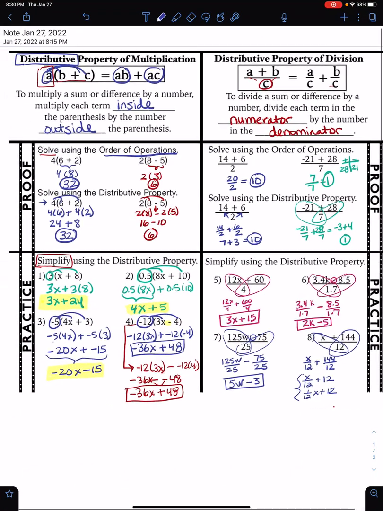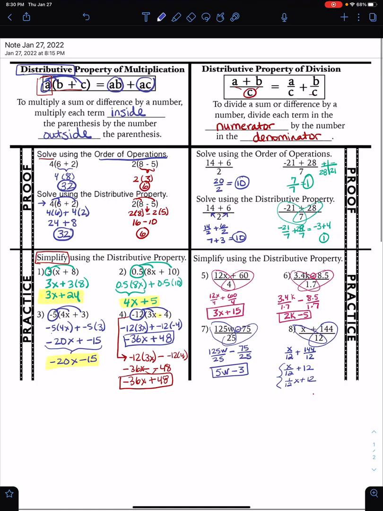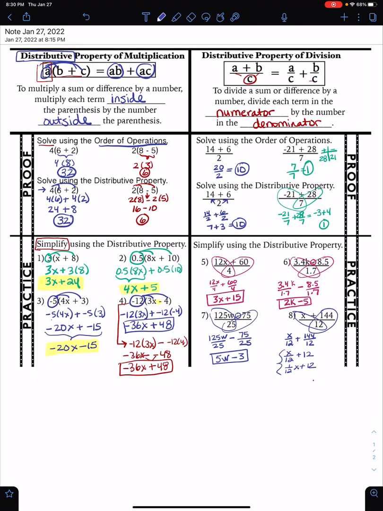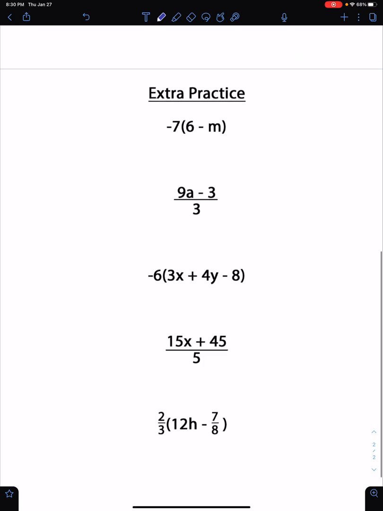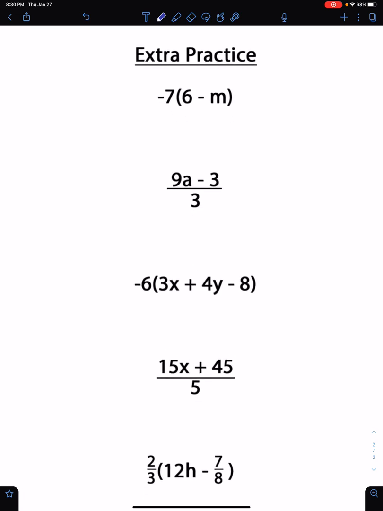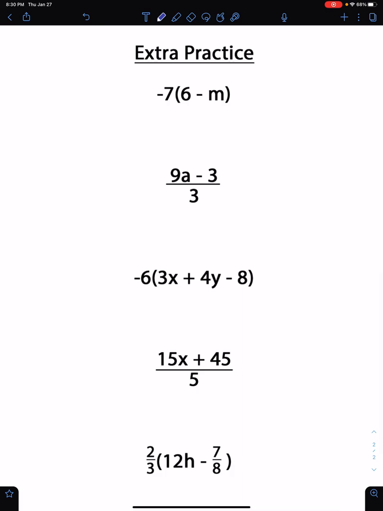Okay, we have completed our notes on distributive property of multiplication and division. These notes come with 5 practice problems that I thought I would start a new video for, so the other video didn't get too long.